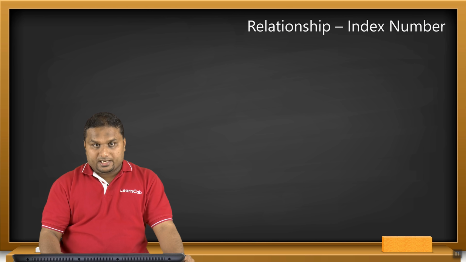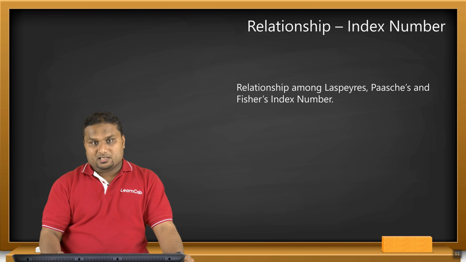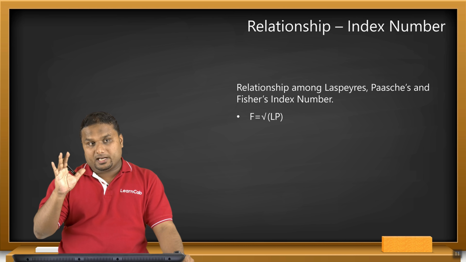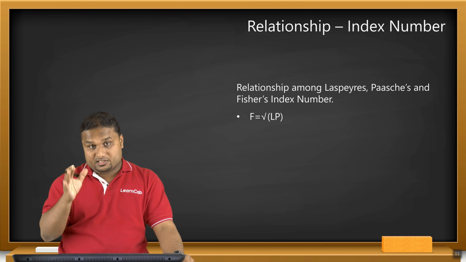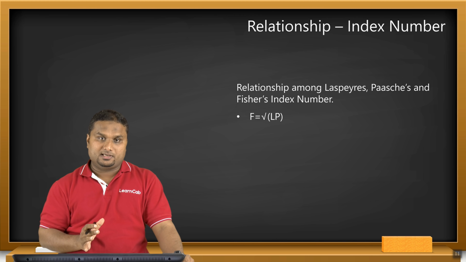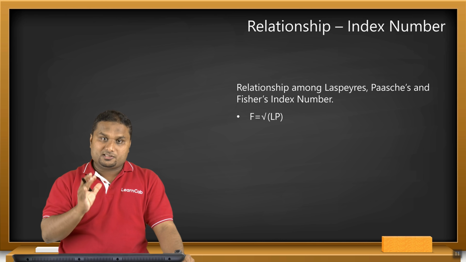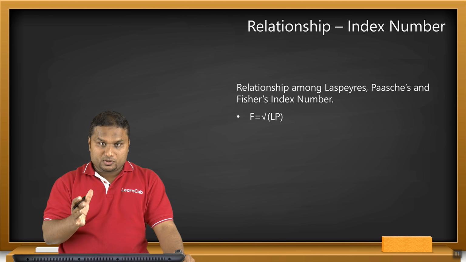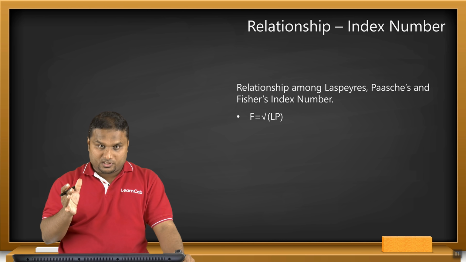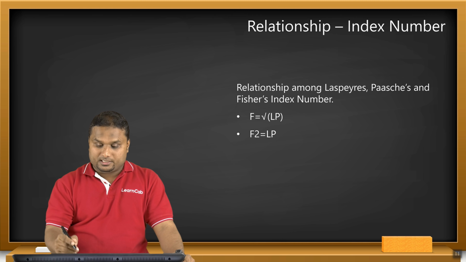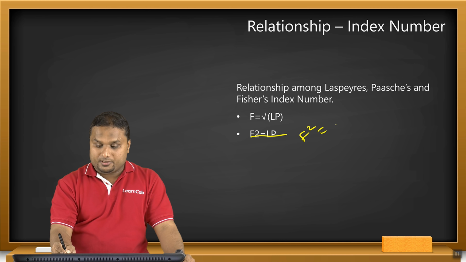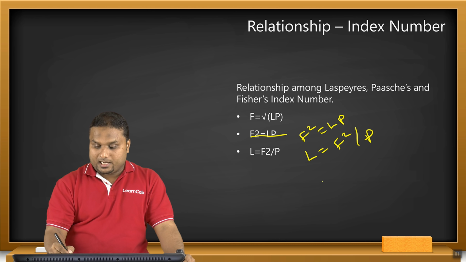Okay, next, relationship in index numbers. Laspeyres, Paasche's and Fisher's index numbers have some connection. Fisher's index number is equal to root of L into P, that is, the simple geometric mean of Laspeyres and Paasche's. In some exams they are testing: Fisher's index number is dash of Laspeyres and Paasche's. The simple geometric mean of two numbers is the square root of their product, that is root LP, and F square equals L into P, and L is equal to F square by P, and P is equal to F square by L.